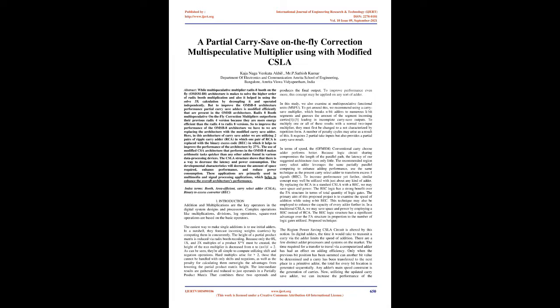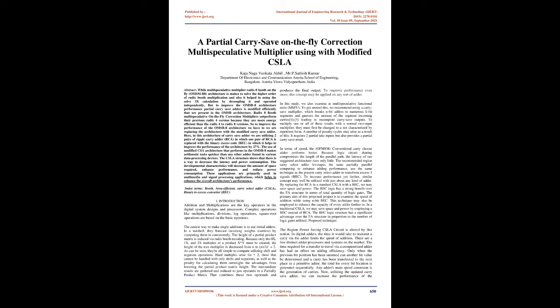equals 2. As can be seen, they're all simple to compute utilizing shift and negation operations. Hard multiples arise for 2, those that cannot be handled with only shifts and negations, and the penalty for calculating them outweighs the advantages from lowering the partial product matrix height. The intermediate results are gathered and reduced to just two operands in a partial product matrix that combines these two operands and produces the final output.